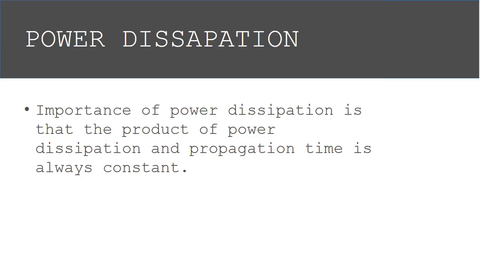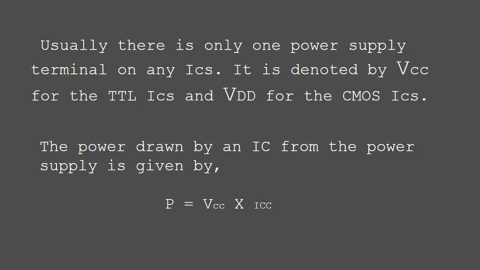Power dissipation. As a result of applied voltage and currents flowing through the logic families, some power will be dissipated in it in the form of heat. The power is in milliwatts. Care should be taken to reduce power dissipation in the logic ICs in order to protect the ICs against damage due to excessive heat, to reduce the loading on power supplies, etc. Another importance of power dissipation is that the product of power dissipation and propagation time is always constant. Therefore, reduced power dissipation may lead to an increase in propagation delay.